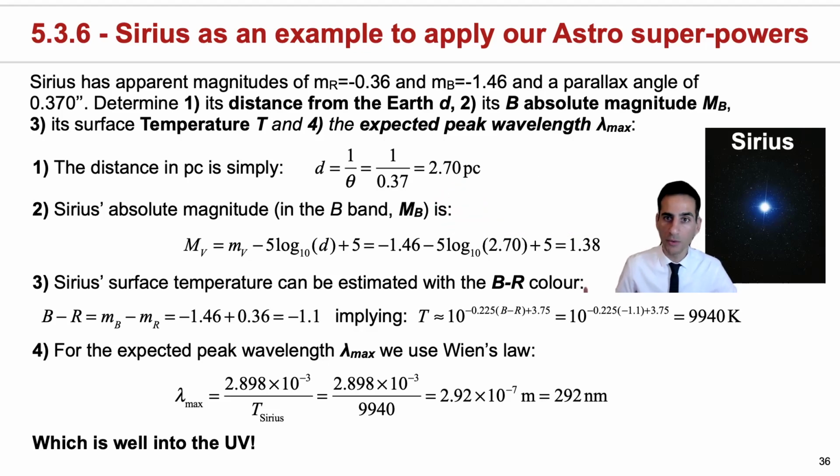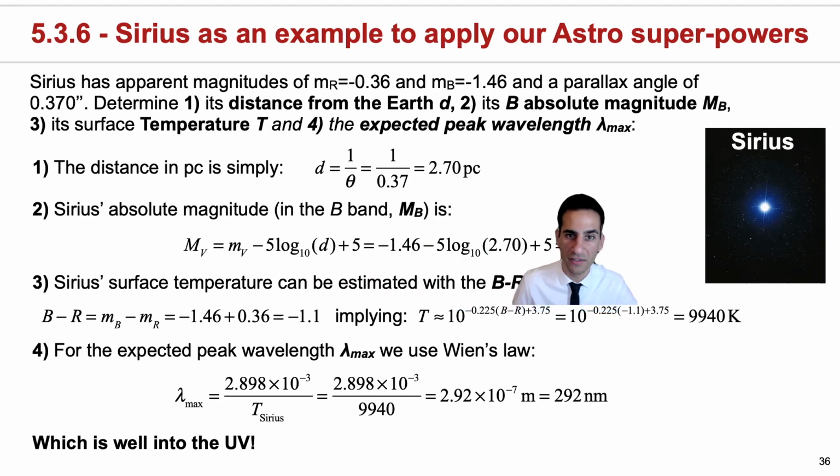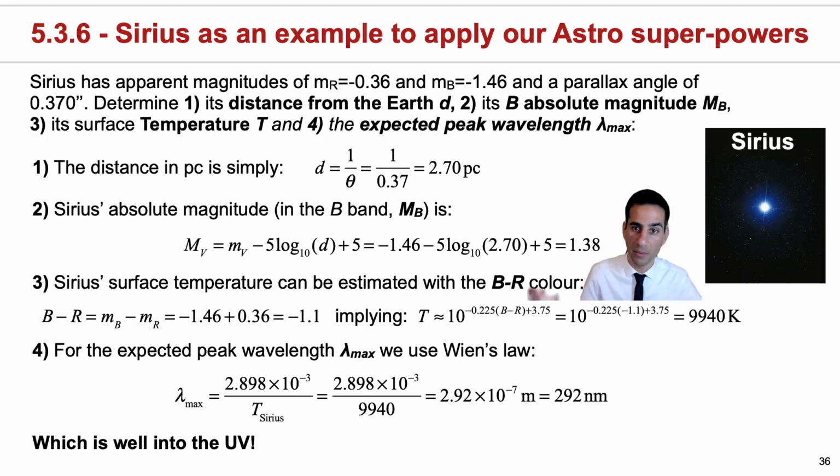For part 2, you're asked to calculate the B absolute magnitude of Sirius. What you do is to plug in the ingredients. You can start just by writing the equation for an absolute magnitude in terms of distance, or you could write it in terms of a parallax angle. Because we have a distance, I've just used that. If you plug in the values, you find out that the absolute B band magnitude of Sirius is 1.38.